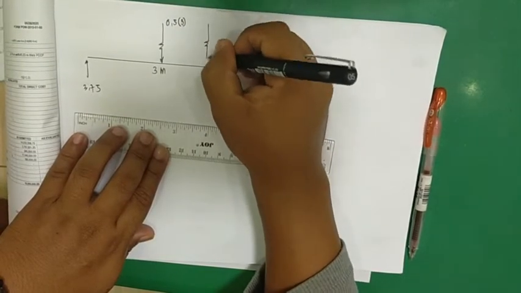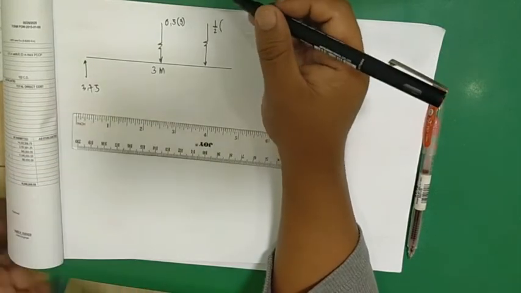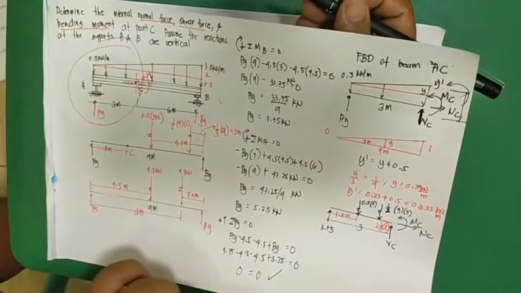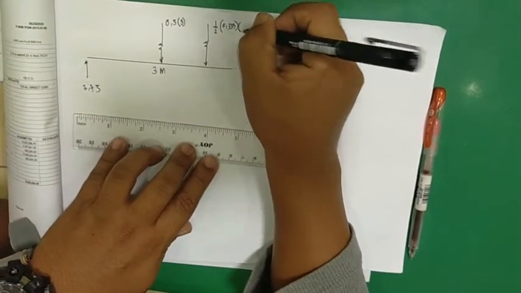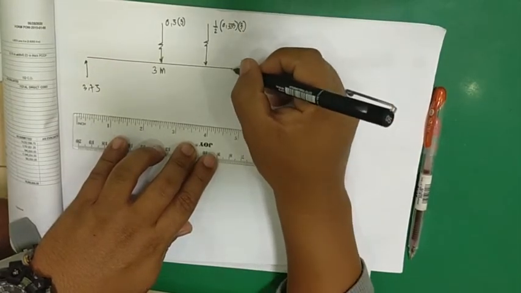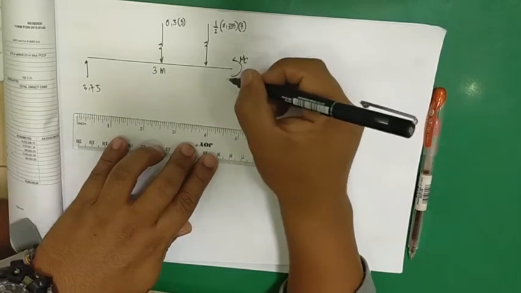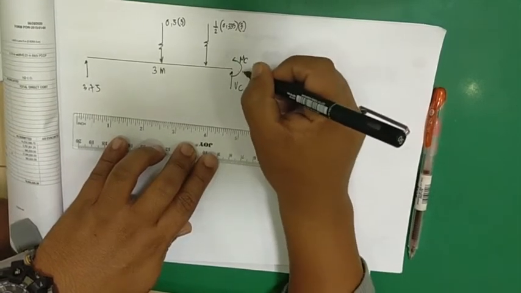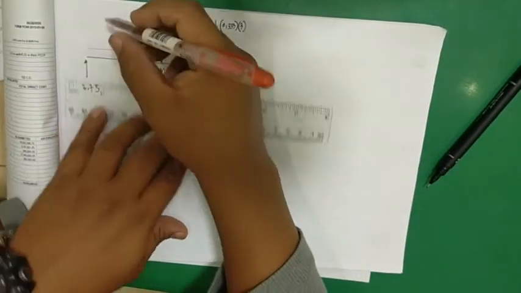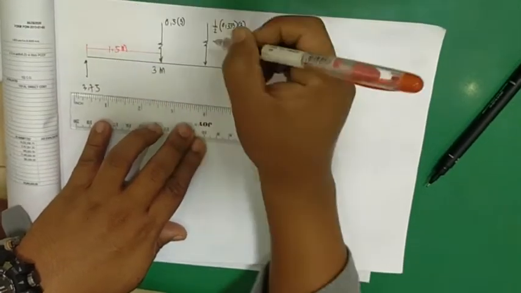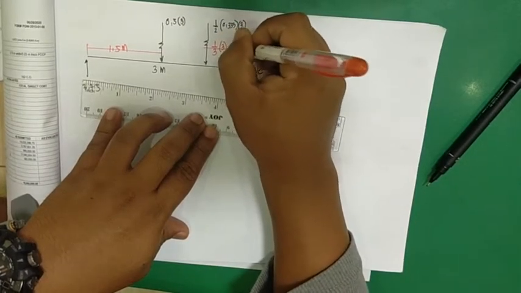And this is 1/2 of y, which is 0.333, times 3, and this is the moment at C, shear at C, and normal at C. So this is located 1.5 meters. This is located 1/3 of 3.